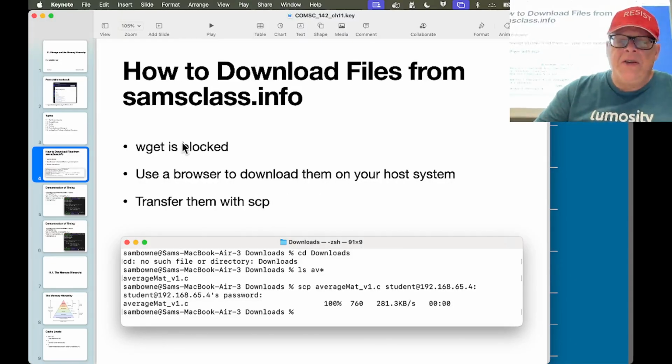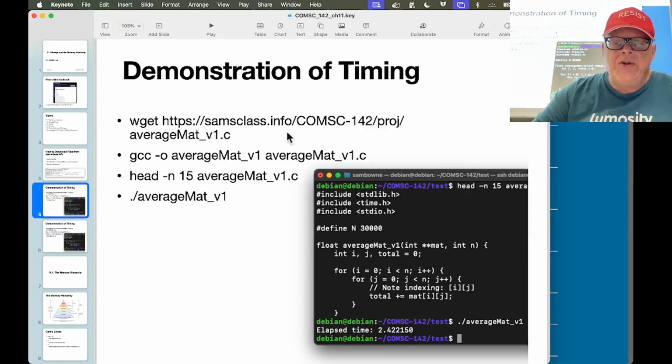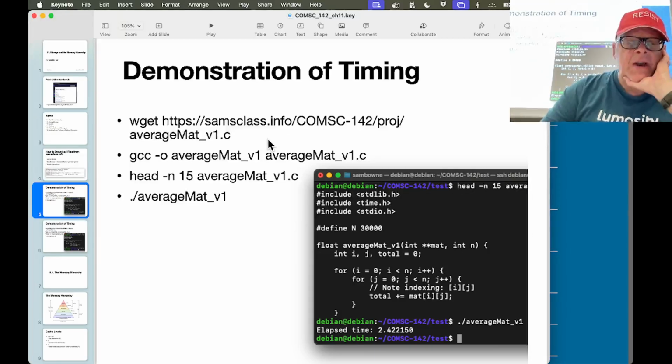And I don't think this is necessary anymore. I don't think wget is blocked anymore. Anyway, I'm not going to do these demos live anyway. I don't think there's a need to.